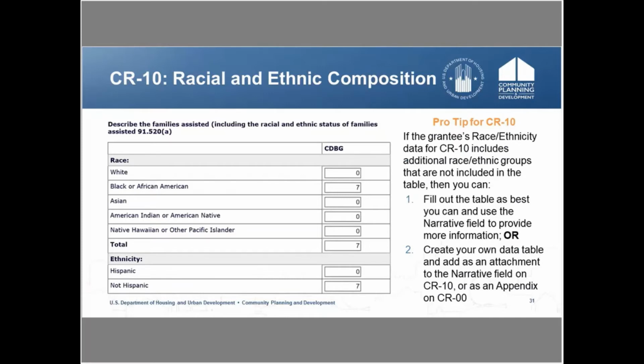Unfortunately, you don't have the ability to add additional rows or edit the existing rows on this table, but you do have a couple different options to address this. So we recommend that you try to fill out the table as best you can, given the data that you have. Then in the narrative field below the table, you can describe all of the data categories that you used and explain the number of families assisted for each different grant program.